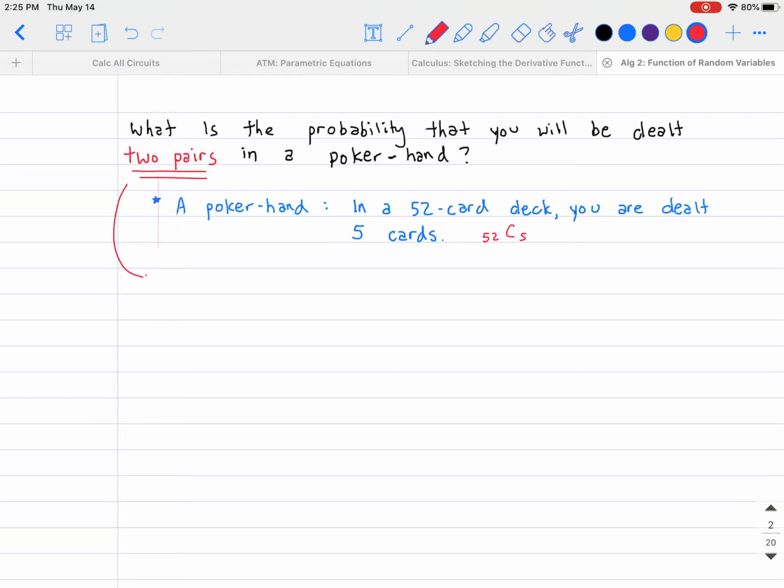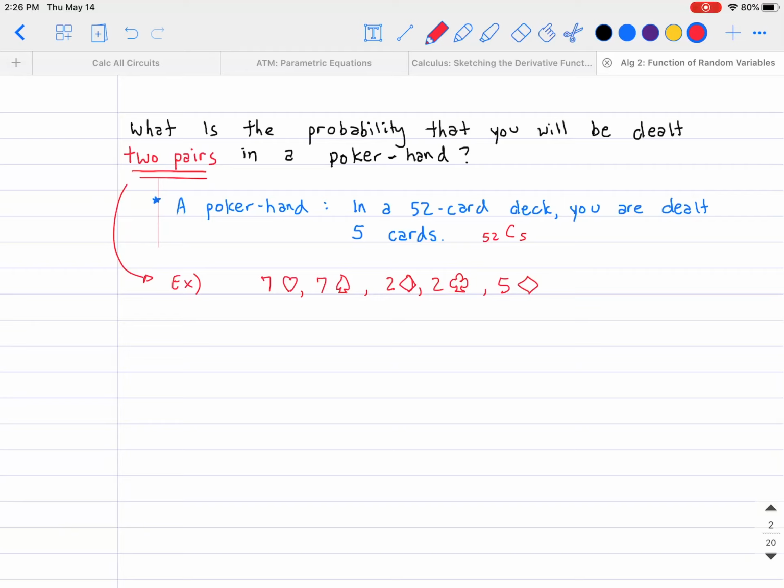Now, 2 pairs, just to give you an example of it, you can have maybe something like a 7 of hearts. Then you can also have a 7 of spades, and then maybe a 2 of diamonds, and a 2 of clubs, and the last card is going to be something besides a 7 or a 2, so maybe a 5 of diamonds. So that would be an example of 2 pairs, where 2 of the cards have the same rank, another 2 cards have the same rank, and the last one is a singleton.